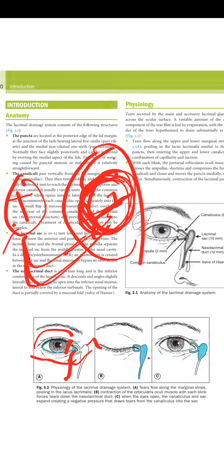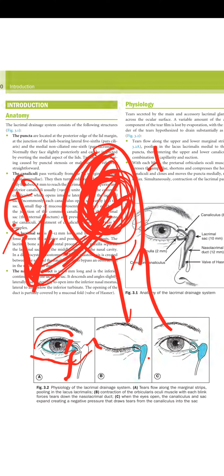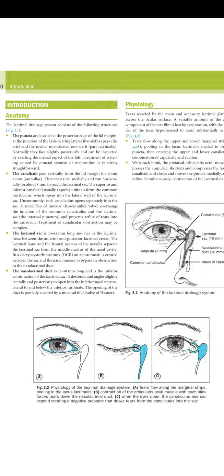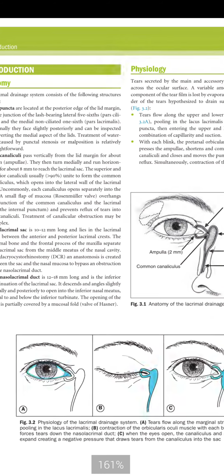So whenever the patient blinks, it will cause the shortening of the ampulla, and it will cause the closing of the puncta, and it will prevent the tears in the lacrimal sac from going back. Rather, it causes positive pressure, and because of the positive pressure, the tears go from the nasolacrimal duct into the nose. So this is how the tears are drained.